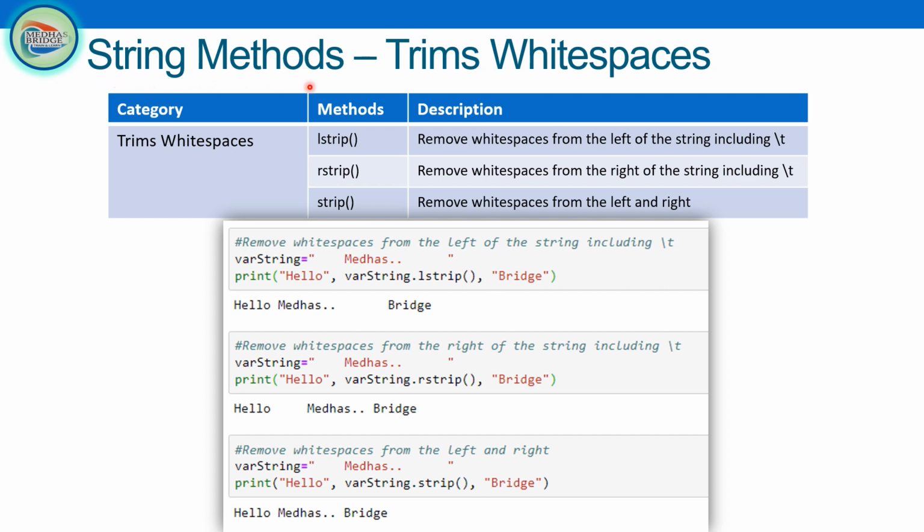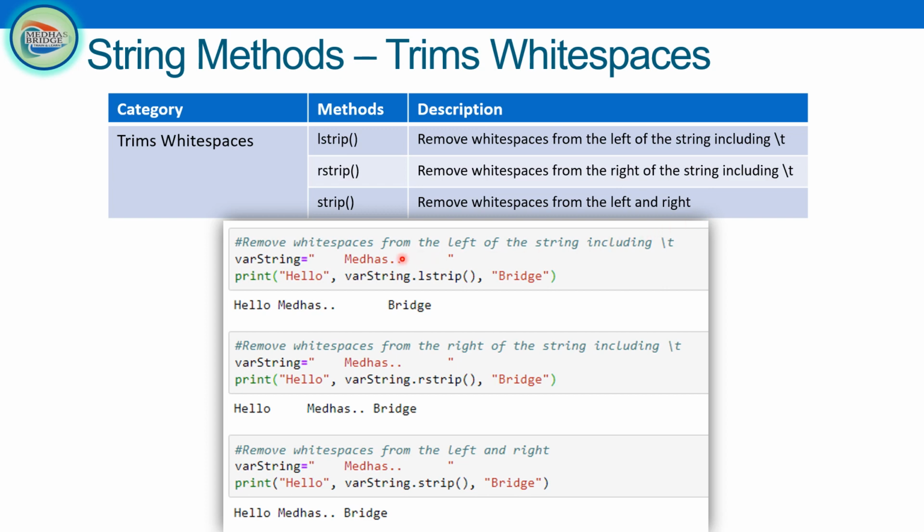String methods that trim white spaces. Trims means remove. The methods are lstrip, rstrip, and strip. Lstrip removes white spaces from the left of the string, including tabs. Rstrip removes white spaces from the right of the string, including tabs. Strip removes white spaces from both the left and right.